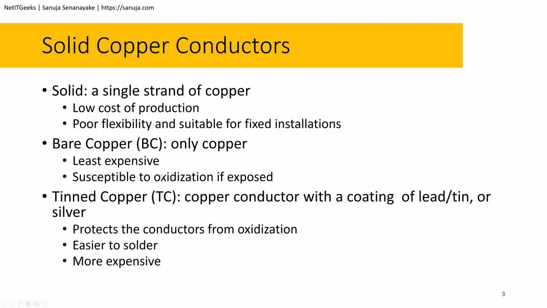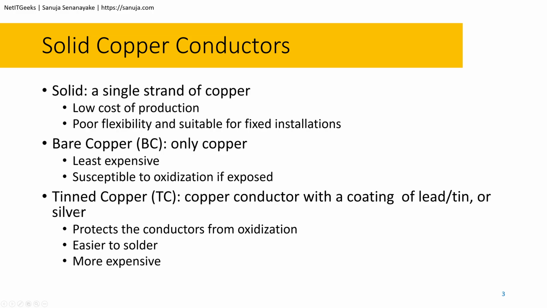The bare copper is just copper. It's least expensive, but it's exposed to the environment and therefore susceptible to oxidizing if exposed to other environmental factors. So it is basically bare copper wire covered with a plastic jacket, and when you strip it at the corners, it will be completely exposed to the environmental factors.